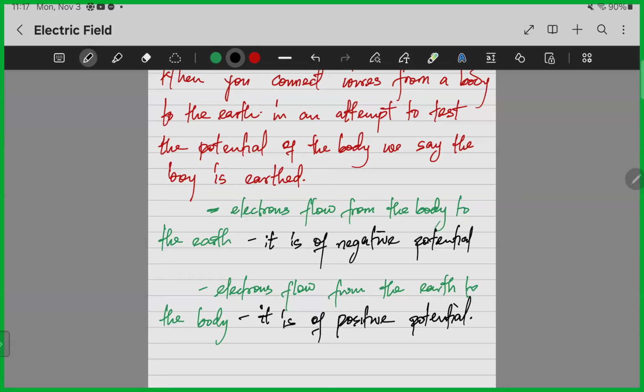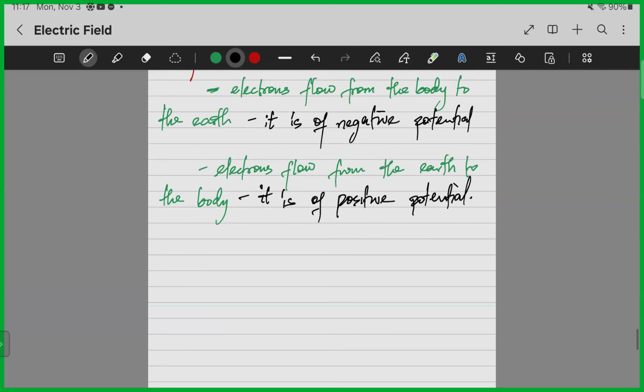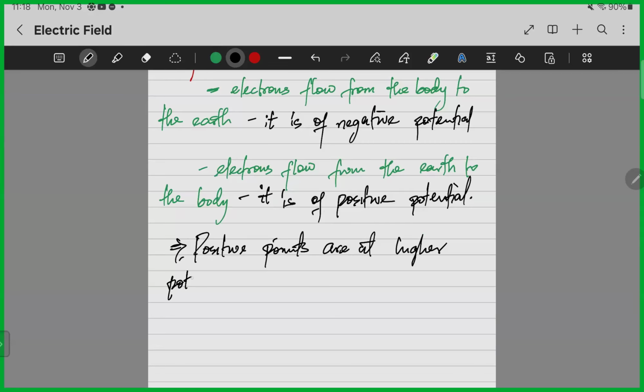It is also worthy of note that positive points are at higher potential than negative points, and negative points are at lower potential. Just keep that in mind.